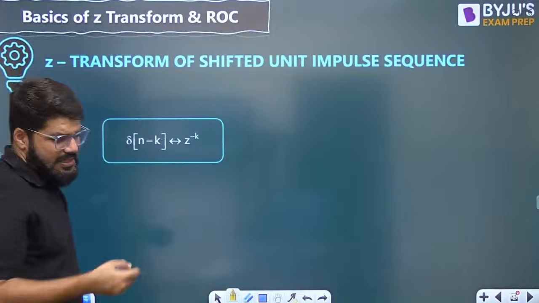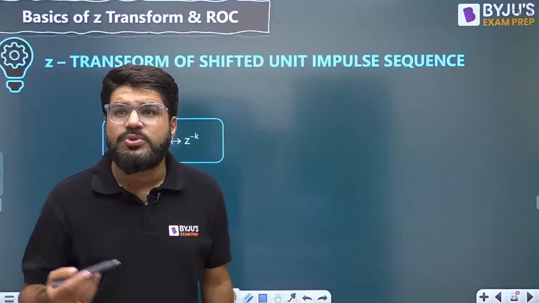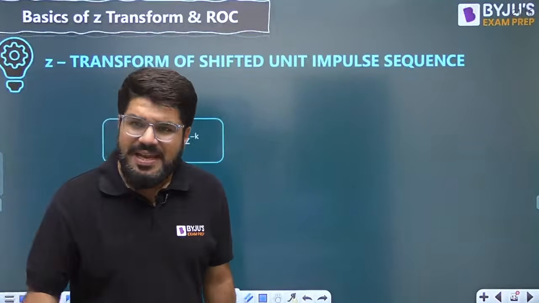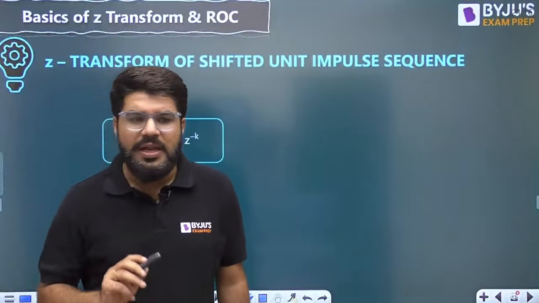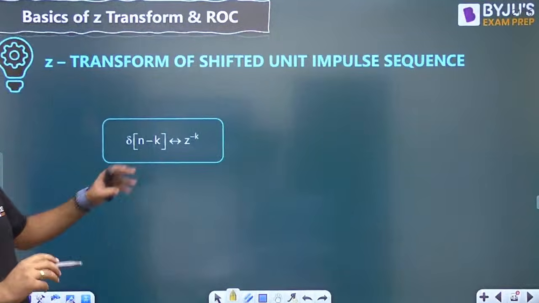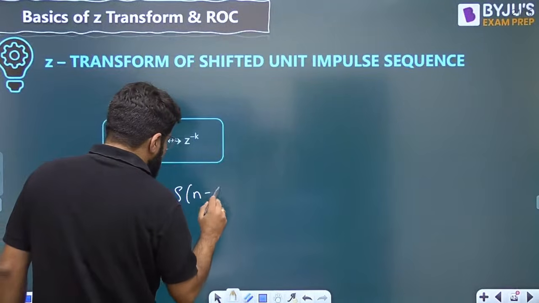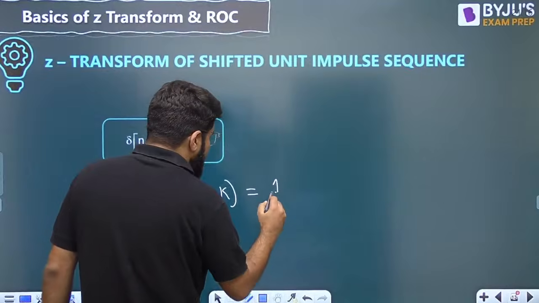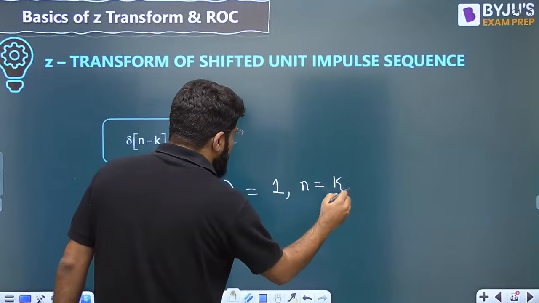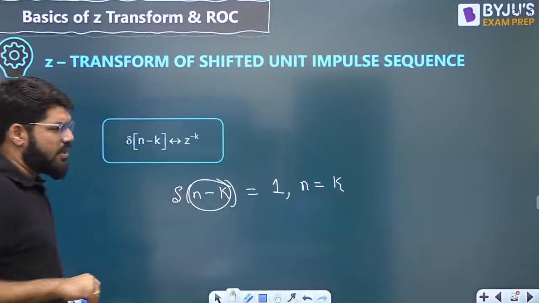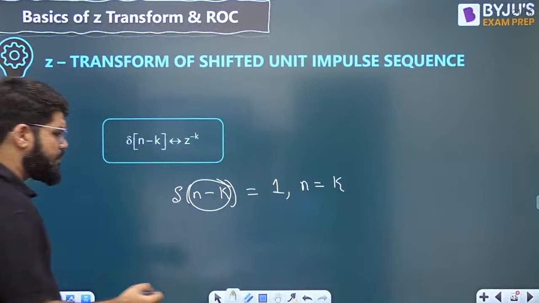Now, delta[n minus k]. One way of deriving the Z transform is using the time shift property, but properties I am going to cover tomorrow. Don't worry regarding it. So what we can do right now is, delta[n minus k] is a shifted impulse. So delta[n minus k] equals 1 at n equal to k. When n minus k equals 0, that is n equal to k, it's a shifted impulse.